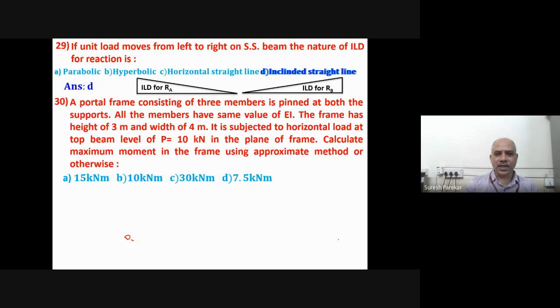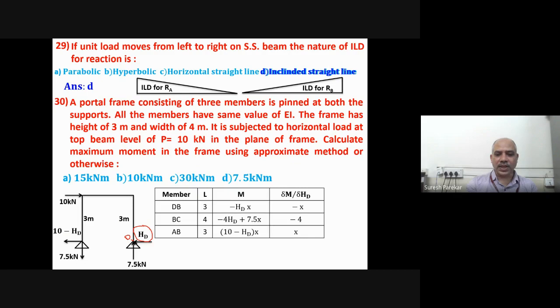In a portal frame consisting of, so these values are given. We have to solve this by any method: slope deflection, moment distribution. I have solved it by Castigliano's second theorem. If we take moment about D as 0, then we will get the value of RA downward 7.5, summation Fy 7.5. Then we will consider this value as RD, and this will be 10 minus HD. So we are going to consider this as redundant. Then by using the table, we can find the value of HD, which will be 5. Therefore the moment at B we will get as 5 into 3, 15 kilonewton meter. So option B.